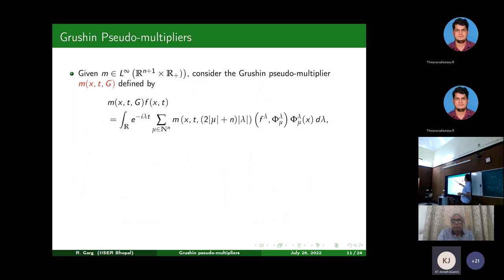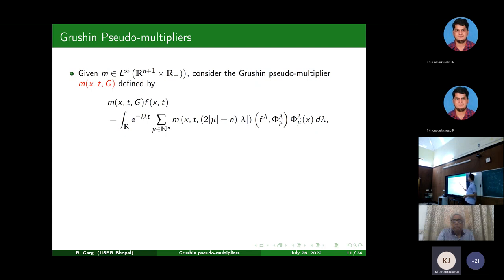More generally, if I'm defining a pseudo multiplier, I'll be taking a function which is defined on the function space X and T. So (x, t) is my notation. Sometimes I'm cheating, using x as a variable or sometimes (x, t), sorry about that. But this is my space variable (x, t) in R^n cross R. This is no typo. This is the spectrum, (2|mu|+n)|lambda|. So you take a function m defined in this manner, and that's my pseudo multiplier for Grushin. Again, it is well defined, as I said, as long as we understand that there is some sense of this infinite looking expansion. So there should be a sense of this integration and this infinite expansion.